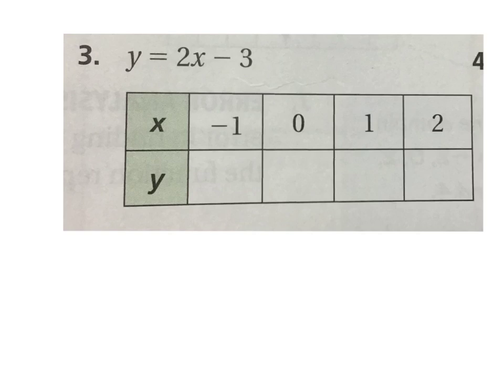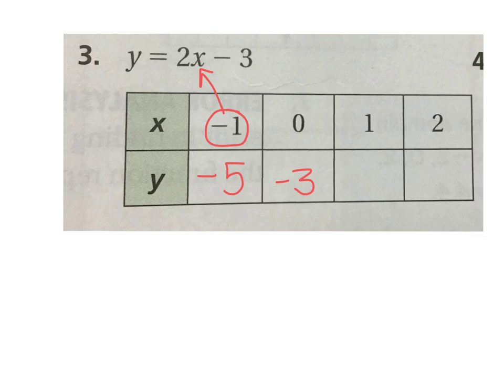Okay, so we have all of our input values already given to us. Where are we going to plug in these input values? On the x, right here. So 2 times -1 is what? -2. Minus 3 would be -5. Okay, now I'm going to plug in the 0 there. 2 times 0 is 0. Minus 3 is just -3.